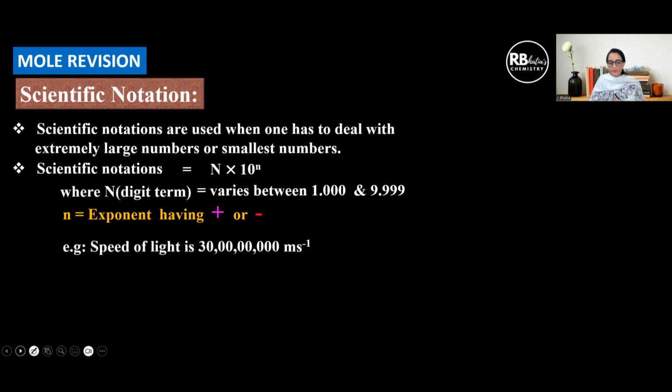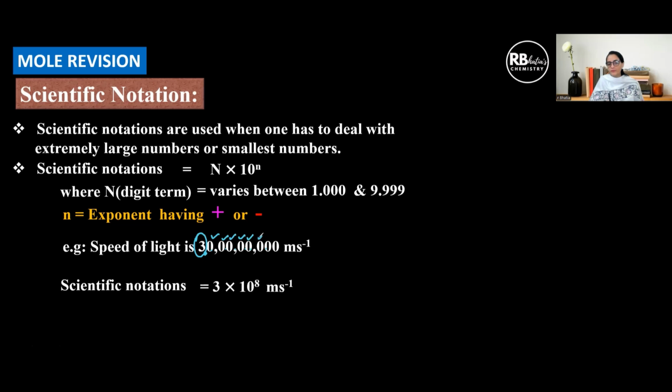For example, if speed of light is 3 followed by 8 zeros meter per second, then the scientific notation is going to be 3 into 10 to the power 8. What did we do? We simply placed a decimal at this point, after one non-zero digit, and then counted 1, 2, 3, 4, 5, 6, 7, 8 places after this, right? So 3 into 10 to the power 8. This is 8 zeros, so we're going to put it as 10 to the power 8, right? This is called scientific notation.